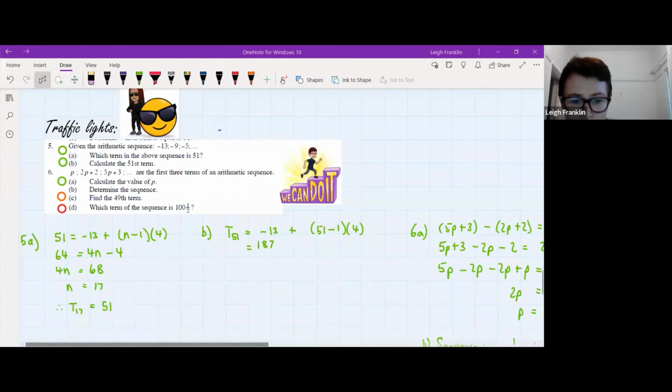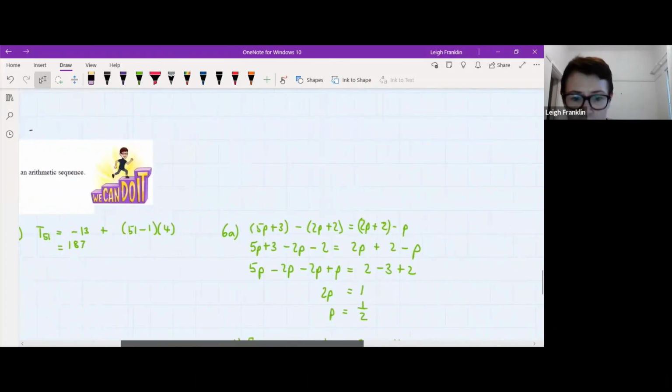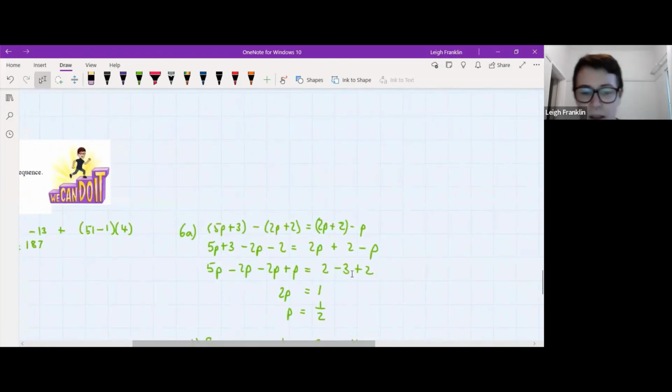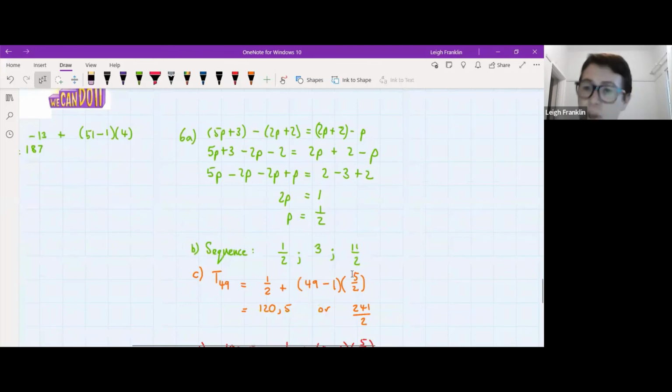Then as far as question 6 is concerned, term 3 minus term 2 is term 2 minus term 1. So I got the value of p to be a half. I hope you guys also got that. When they ask you for the sequence, that is a sort of class question. It's not something they would ask in an exam. In an exam, they would be very specific about what they wanted from you, like the first term or the second term or whatever it is. So the sequence goes a half, 3, 11 over 2. We get that by subbing back in.